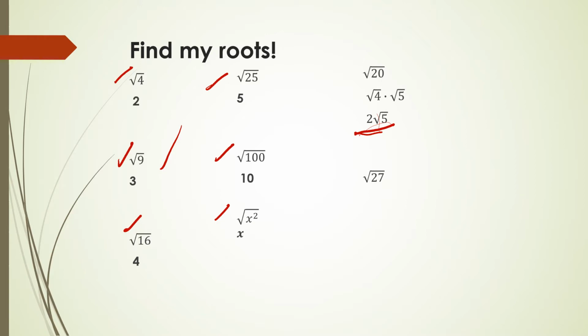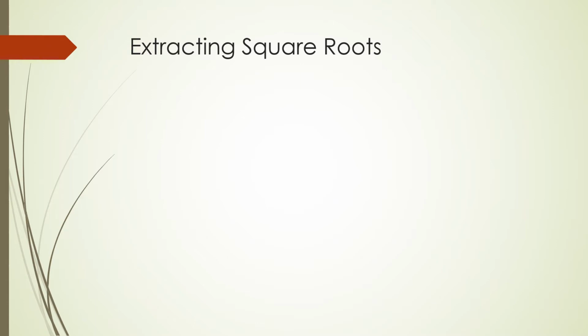You have square root of 27. So, you have square root of 9 times the square root of 3. So, you have 3 square root of 3. And lastly, you have square root of x cubed. So, that is square root of x squared times the square root of x. So, it will become x square root of x. Extracting square root.